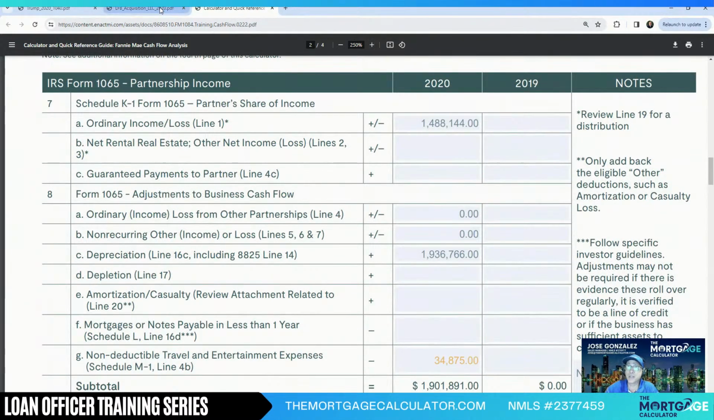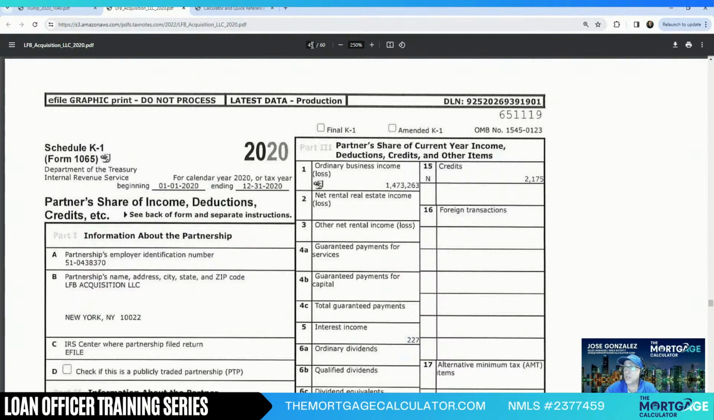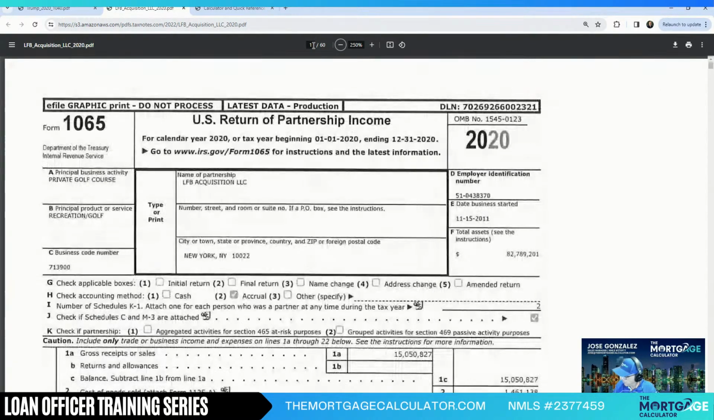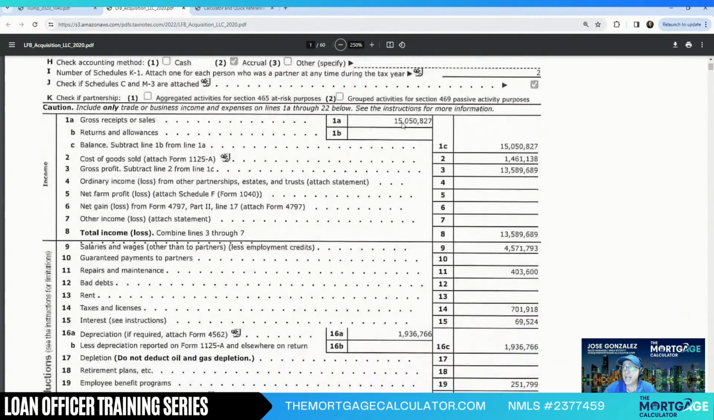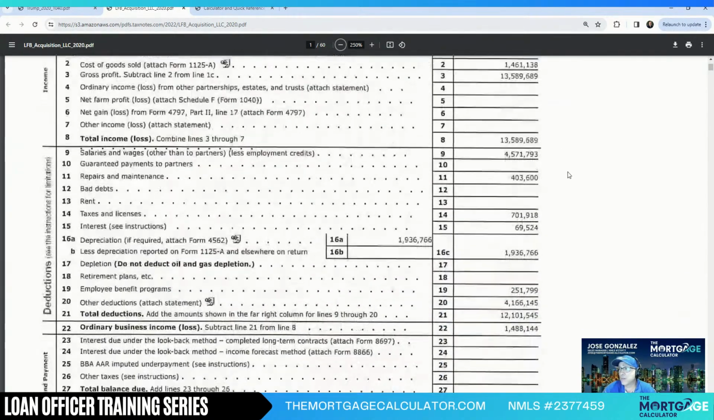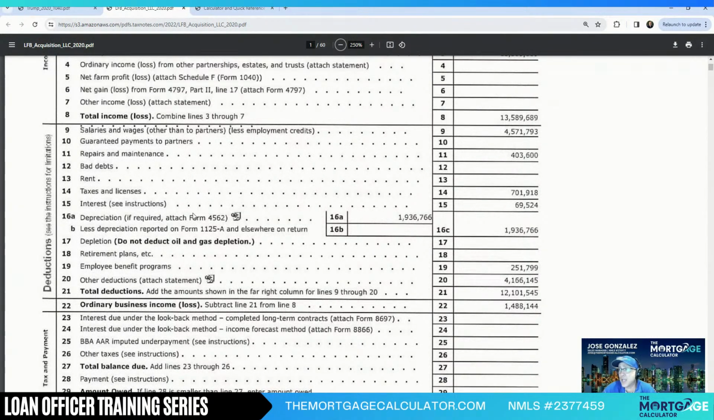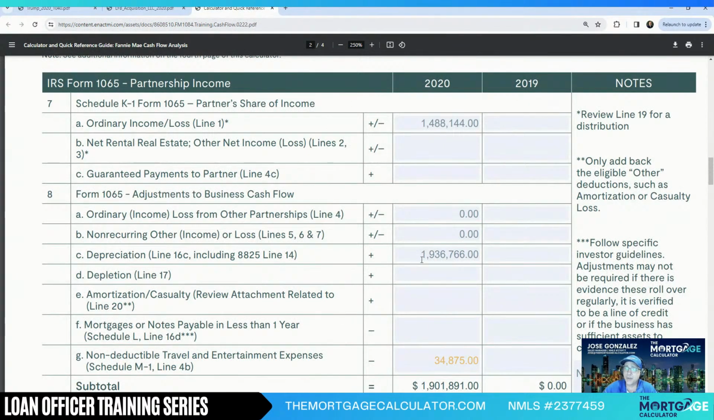So now we go back to the tax return and we go to page 1, right? This is where we do this. And we see now the added back portions here. We're going to now, let me see, bad debt, taxes, and here's depreciation. All right, that's 1,936,766 buckaroos that goes right here. So those of you that are diligently completing your worksheet just found almost $2 million in income for your borrower.